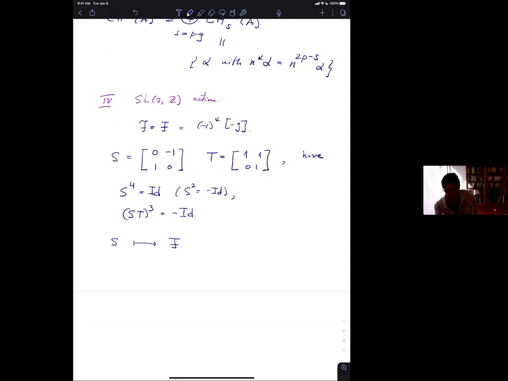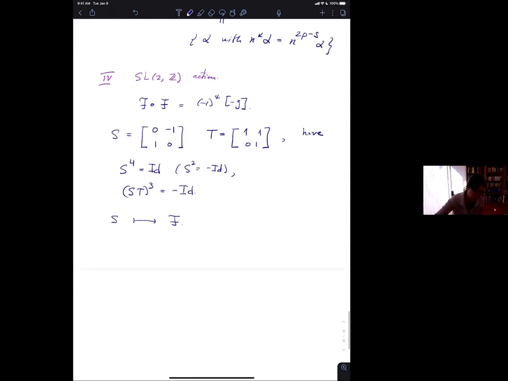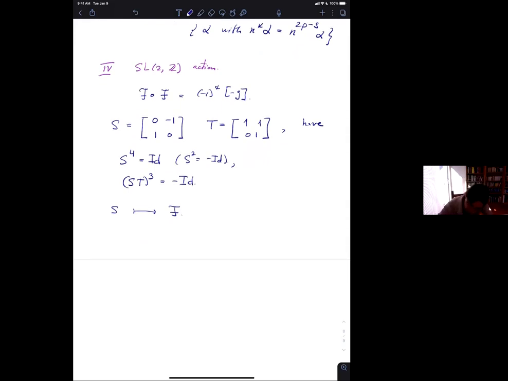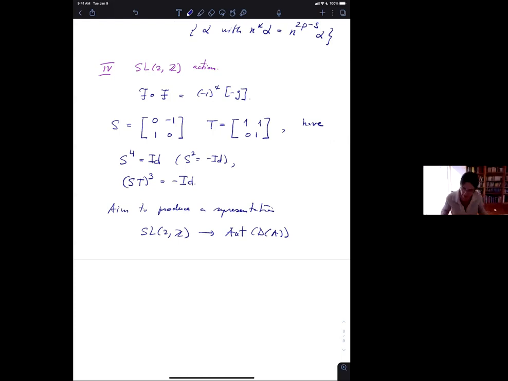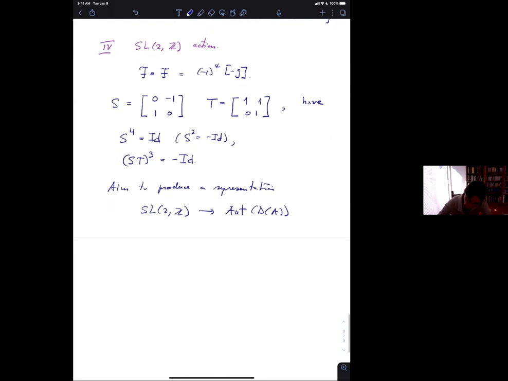And that's promising, you see, but it's up to a shift, right? Well, let's go with it a little bit. So we aim to produce a representation of SL2Z, a morphism into the group of auto-equivalences of the derived category. And in fact, on the level of Chow, in the automorphisms of the Chow ring, and that's actually going to be simpler. So yes, we want to send S to F.